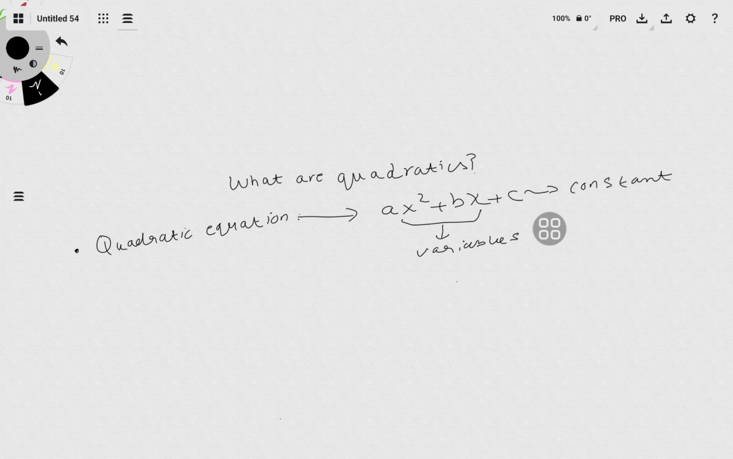Quadratics are basically a way of mapping different concepts, like using graphs. This is a quadratic equation. It can be, for example, 2x square plus 4x plus 8. This can be equal to y or equal to 0, depending on the graph, which will be discussed later. Quadratic equation: ax square plus bx plus c, with constant and variables, for example 2x square plus 4x plus 8.